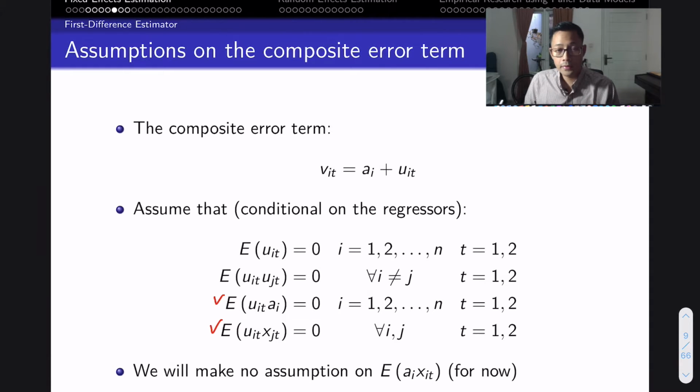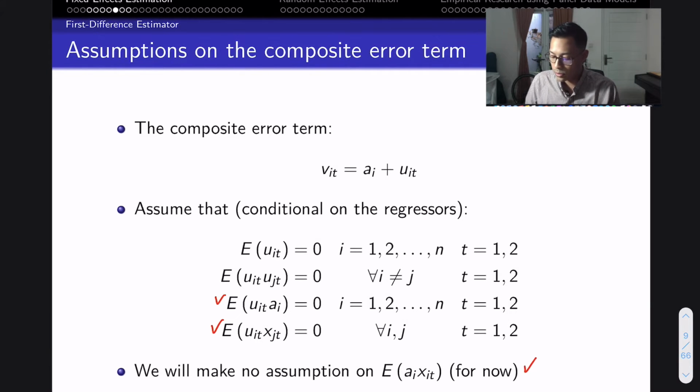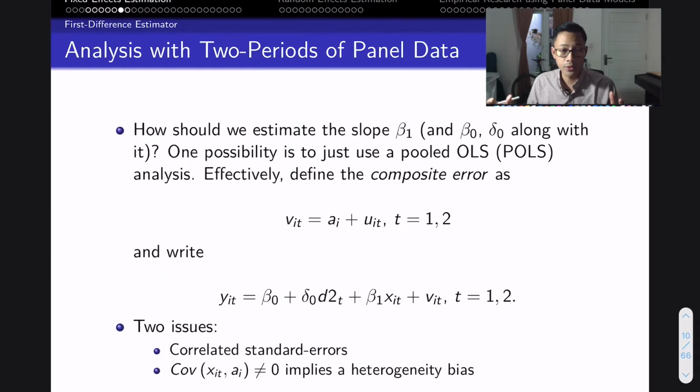Now, the first question is, how should we estimate the slope beta 1 and of course beta 0 and delta 0 along with it? Well, one possibility is just to use pooled OLS. So you have a panel data and treat it as a pooled OLS. Can you do that? Yes, of course. However, there are going to be disadvantages that we're going to discuss.